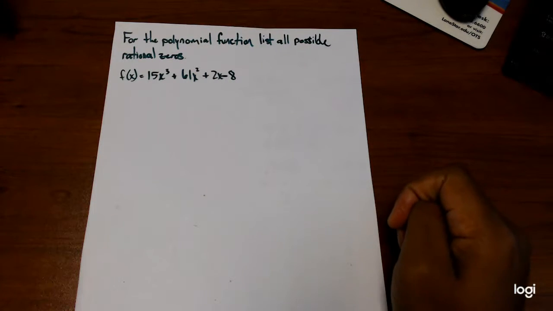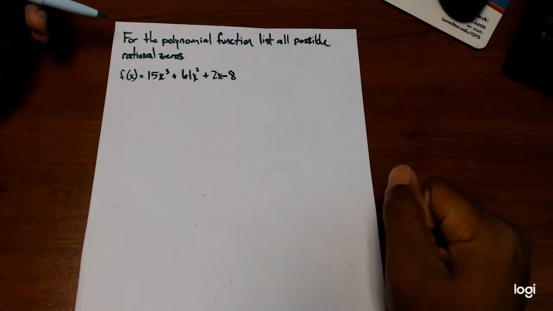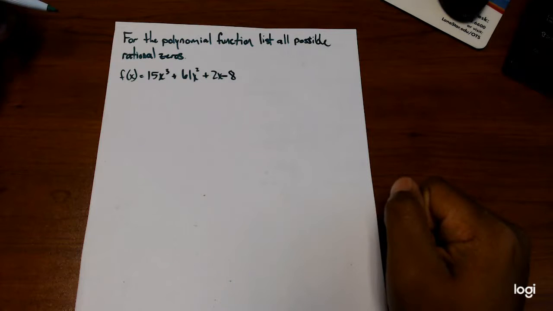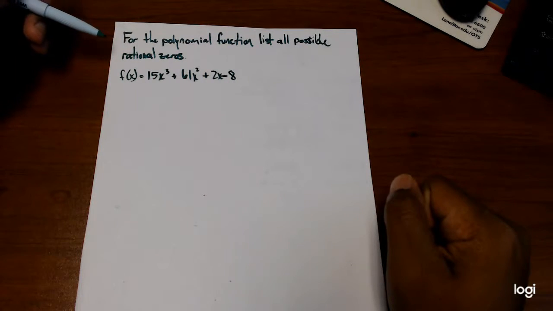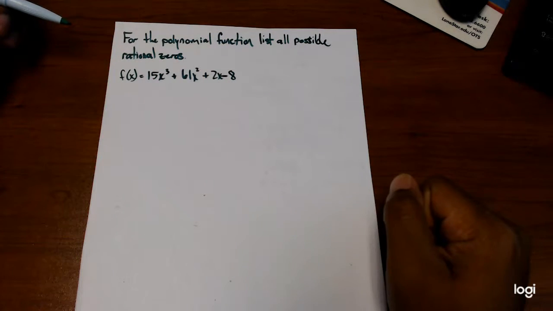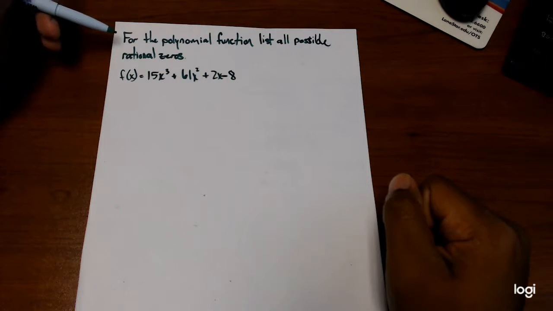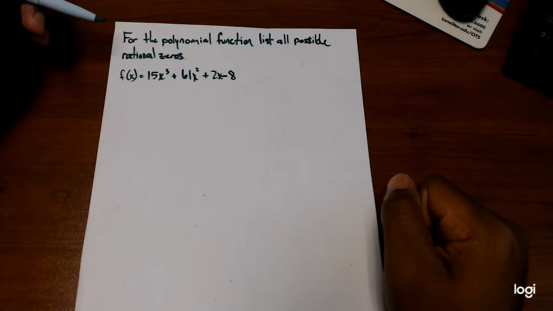All right, so on the previous slide, we saw a little summary of the rational zeros theorem. Here we actually want to use the rational zeros theorem. Okay, so we have this request here. It says, for the polynomial function, list all possible rational zeros.